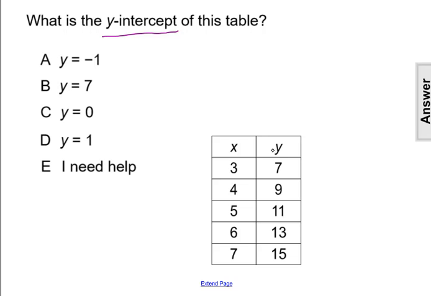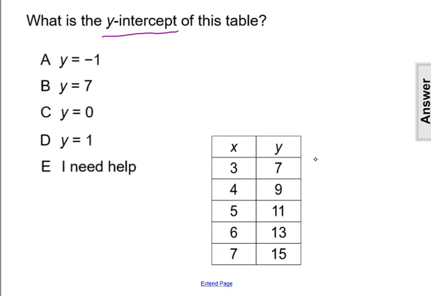And since we don't have the equation for the table, we're going to have to use the slope of the table to help us count backwards to when x equals 0. And this is okay because our lowest x value is x equals 3, which is fairly close to x equals 0. So first we have to see what that slope is.